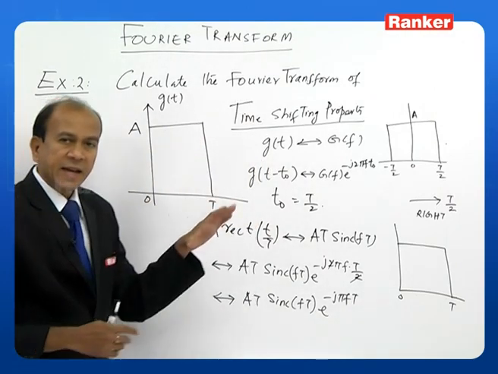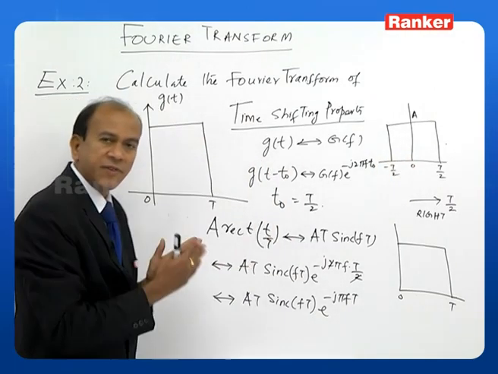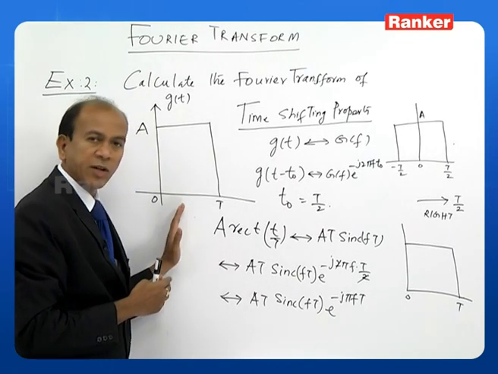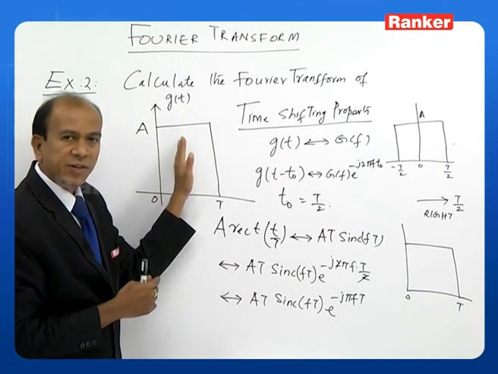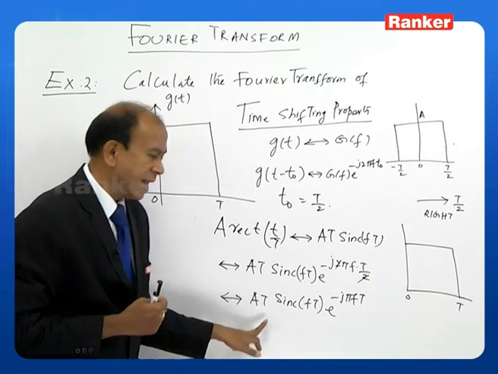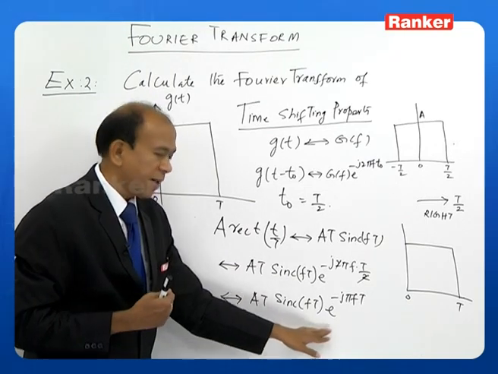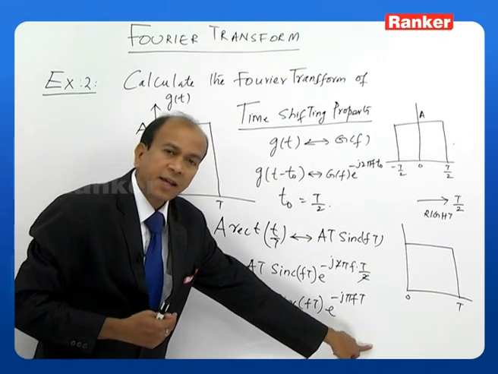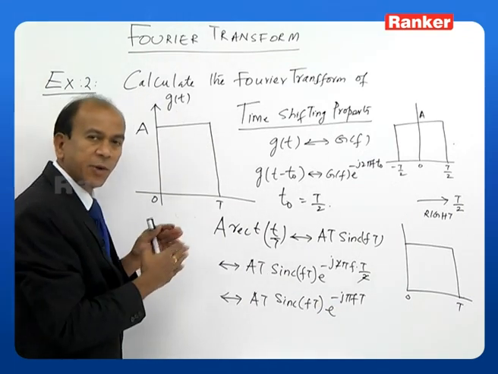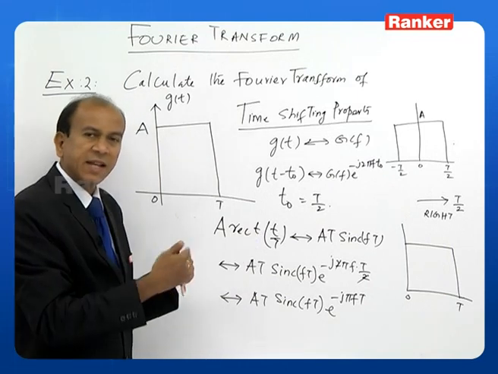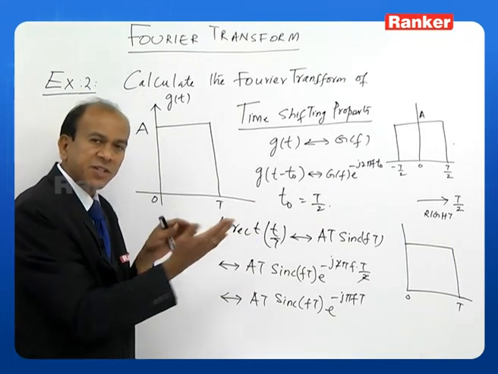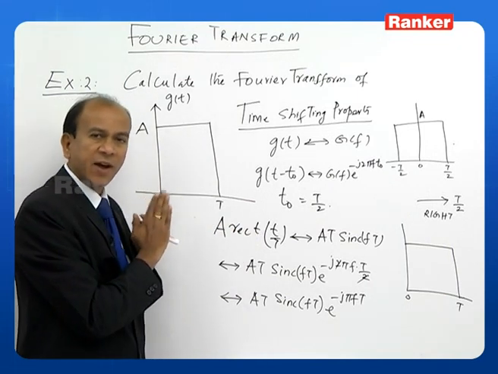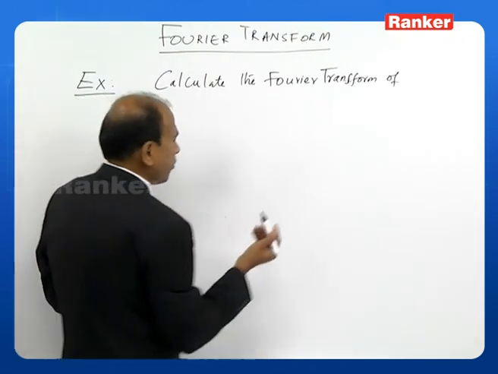That means, if a rectangular function is shifted to the right hand side by a factor T by 2, then the Fourier transform of this will be A T sinc(f T) e to the power of minus j pi f T. So, this is the answer for a function which is shifted to the right hand side. Similarly, we will see a next example where the function is shifted to the left hand side by a factor T by 2. Let us calculate the Fourier transform of a function.